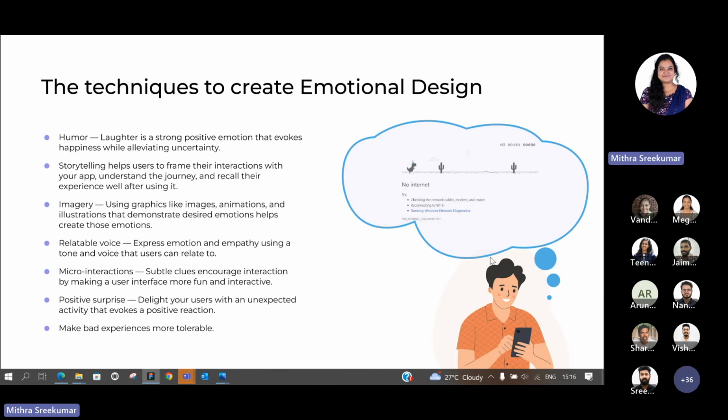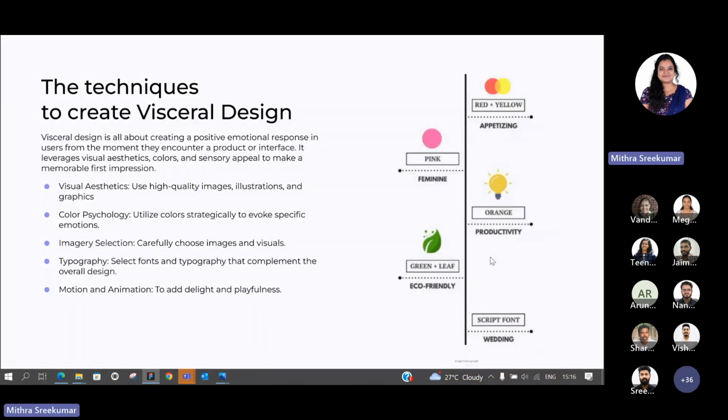So it is engaging at the same time and gives an experience to the user, and to balance that negative thing. So going deeper into each level, how to create the visceral design, what are the techniques we can use? Small techniques, as it is the first impression kind. So how can we create that first impression? By visual aesthetics, that is by applying color psychology and imagery selection.